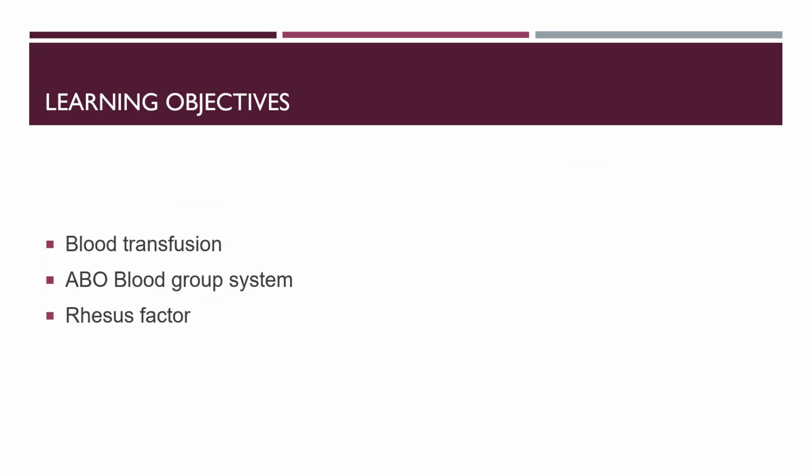So what are the learning objectives of today's lesson? At the end of this lesson, we will know how blood transfusion is done, that is, what blood transfusion is and how blood is transferred from one healthy individual to another in case of sudden blood loss, an accident, or a requirement of blood during surgery. Then, we will know about the ABO blood group system and about the Rhesus factor. These are the three main learning objectives of today's lesson.